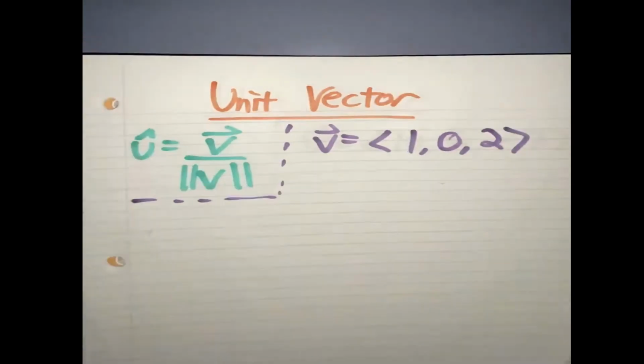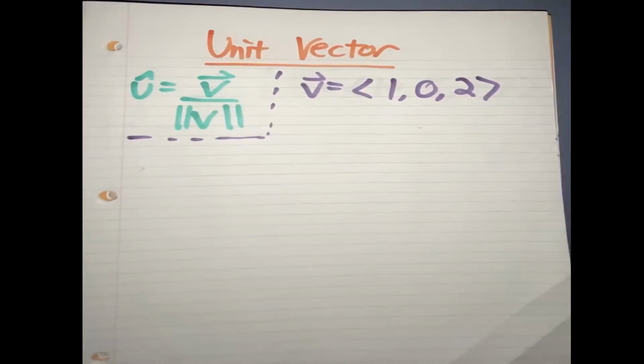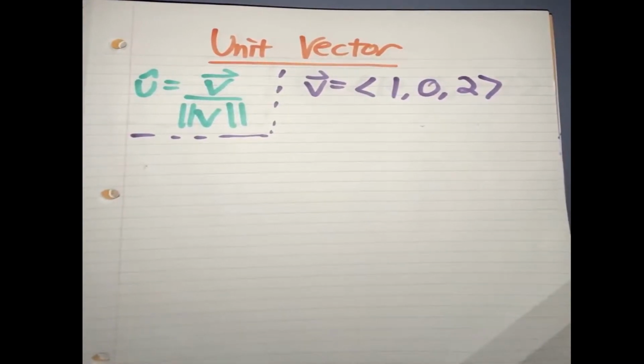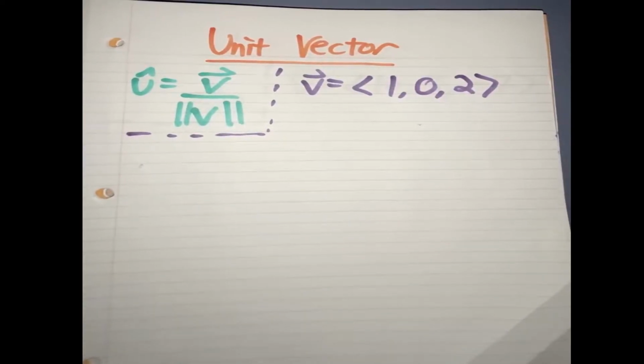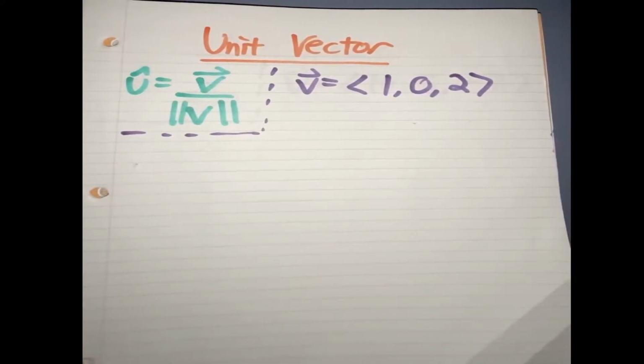Hello guys, so in this video I'm gonna go over how to find a unit vector. A unit vector is a very simple problem solving skill that you use a lot in Cal 3 but use in other classes too. Especially if you're doing an engineering major or physics major, you will see the unit vector come up a lot, but it's a very simple procedure.